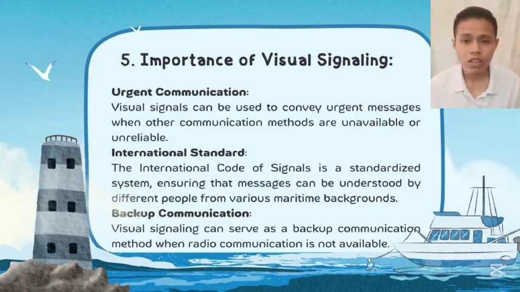Urgent communication. Visual signals can be used to convey urgent messages when other communication methods are unavailable or unreliable. International standard. The International Code of Signals is a standardized system, ensuring that messages can be understood by people from various maritime backgrounds. Backup communication. Visual signaling can serve as a backup communication method when radio communication is not available.